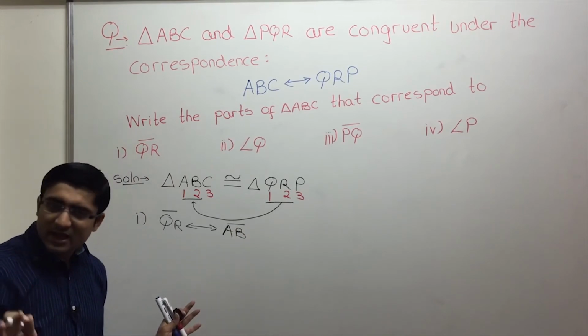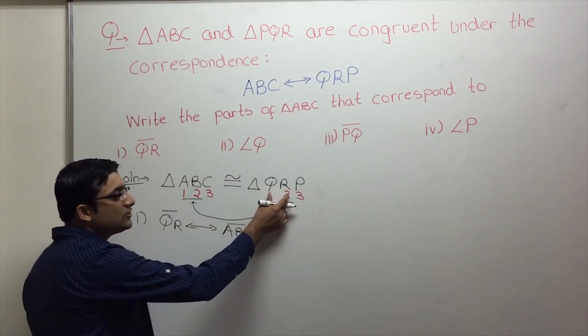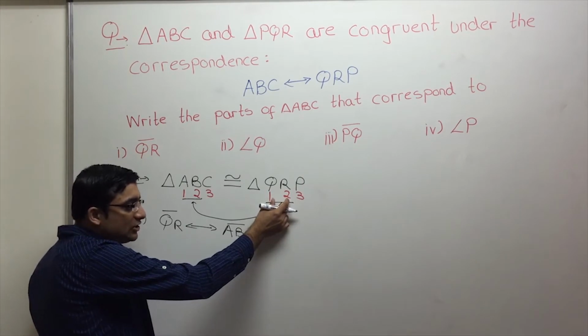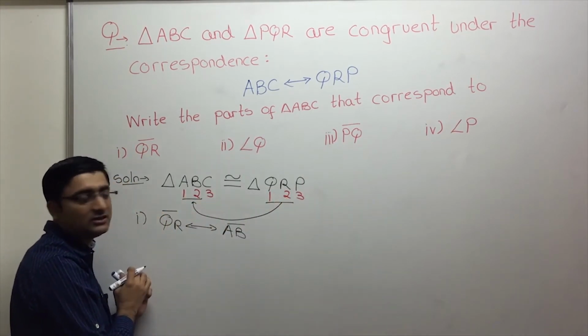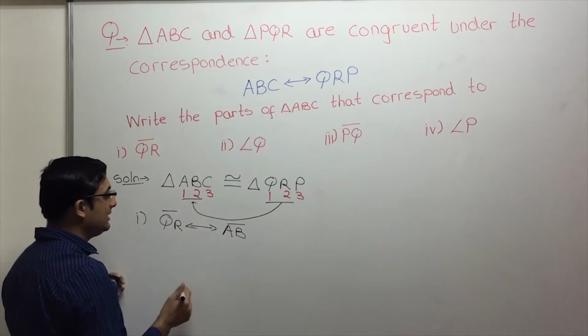As simple as that. All you have to do is search for this in your congruence statement. QR is what? First two letters. So this will correspond to the first two letters over here. So QR corresponds to side AB.